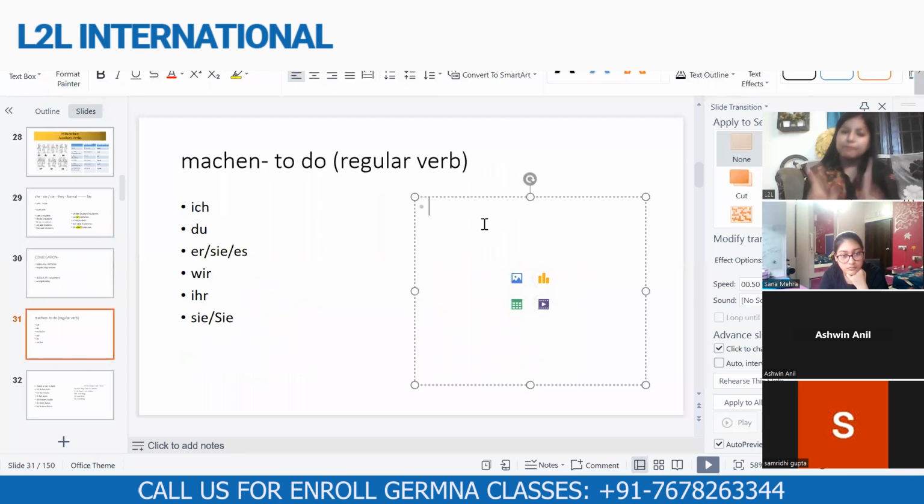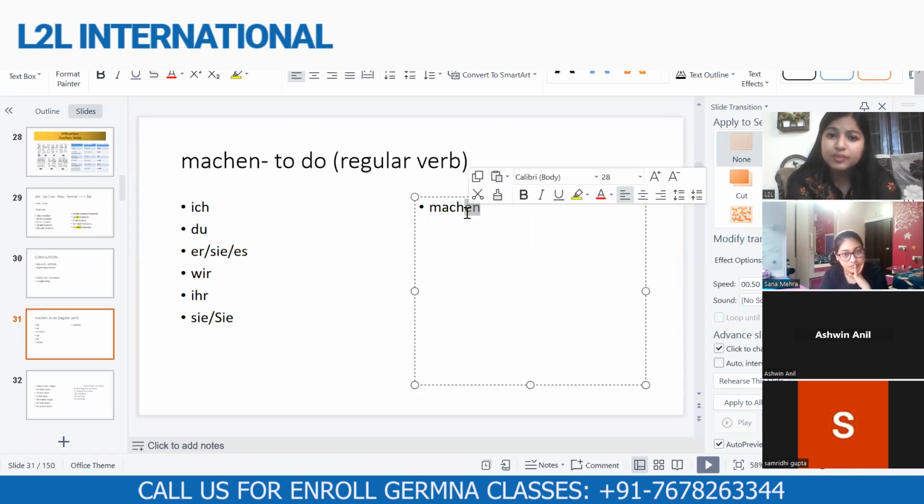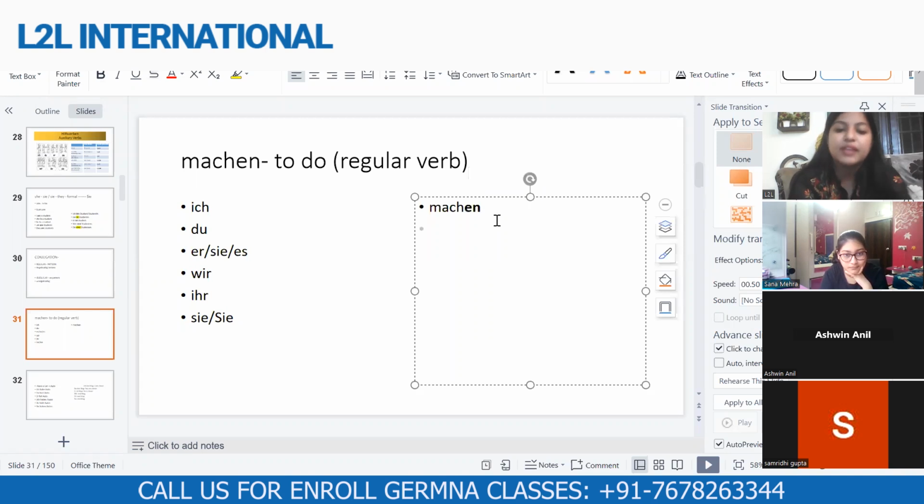While conjugating machen, machen is a regular verb. All the verbs in German have the -en ending. Let me give you some examples: machen, schlafen. Machen means to do. Schlafen means to sleep.